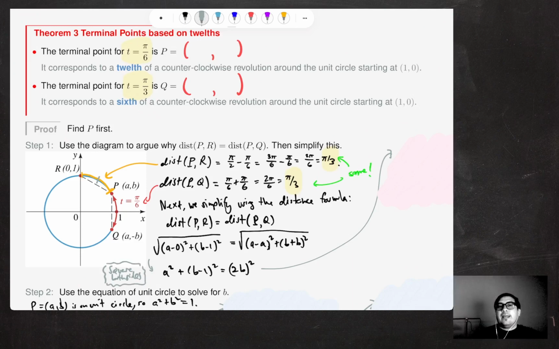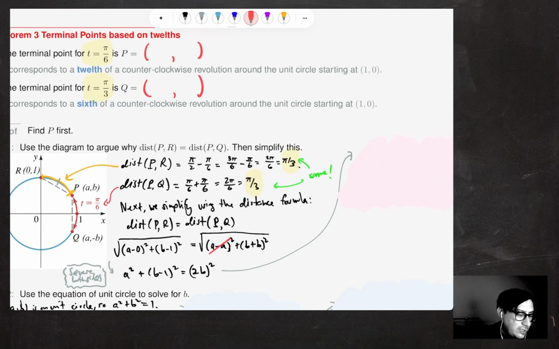And I get a minus 0 squared is a squared, b minus 1 squared doesn't really simplify, so I'm just going to write it down. a minus a disappears, it's 0. b plus b, I can write that as 2b squared. Okay, well, we have a little bit of algebra to do, but that's not too intimidating.